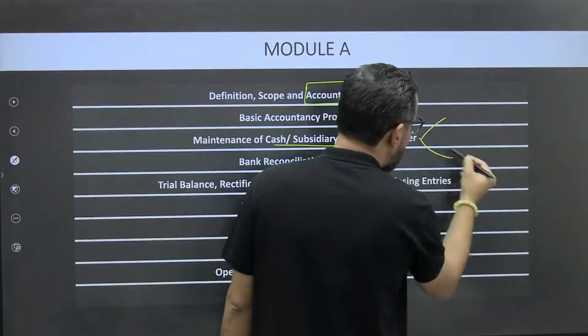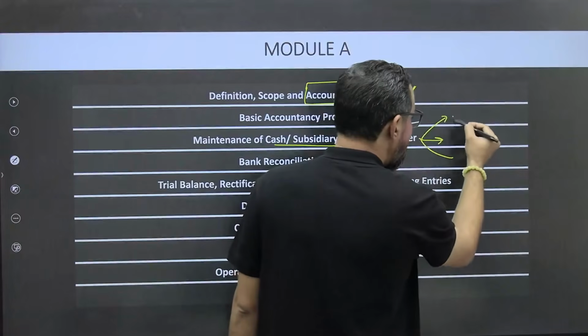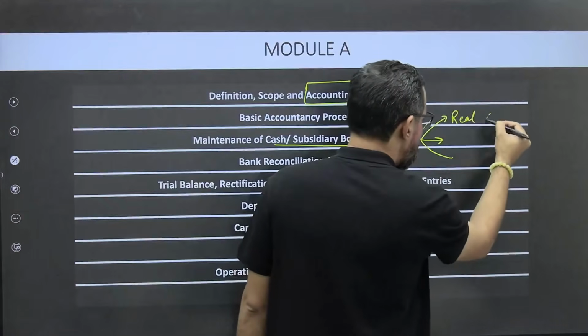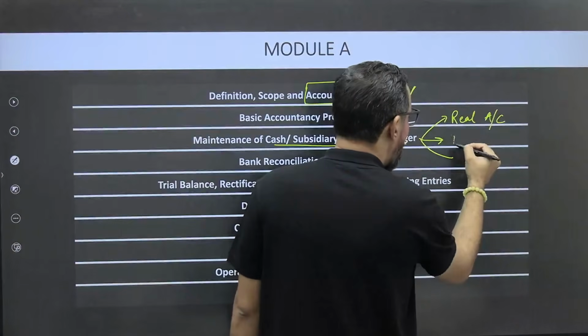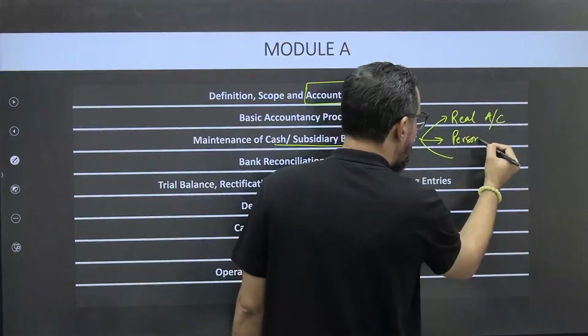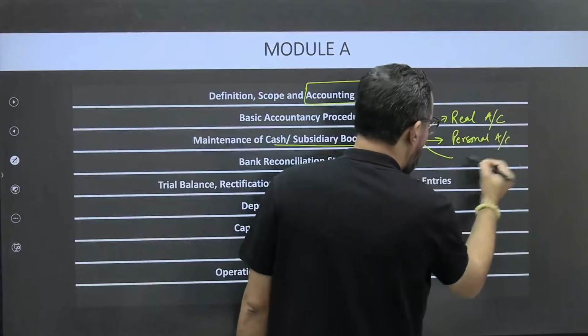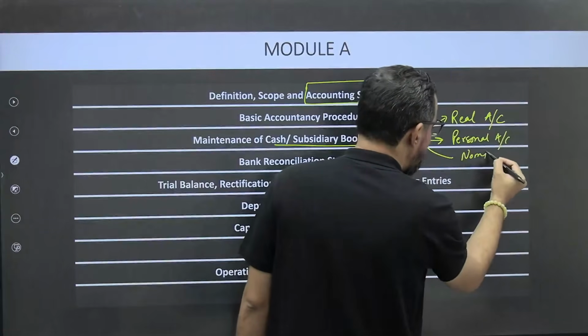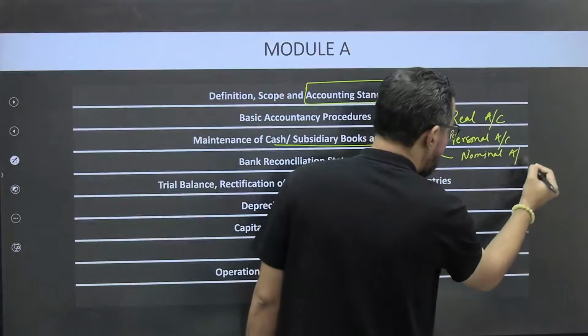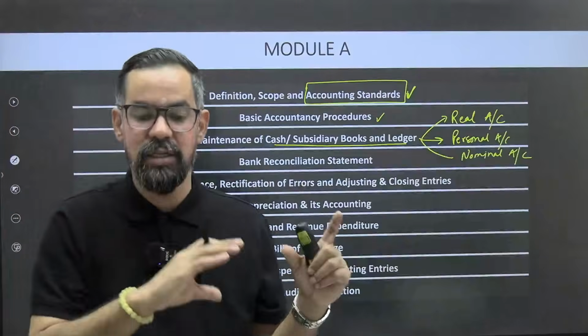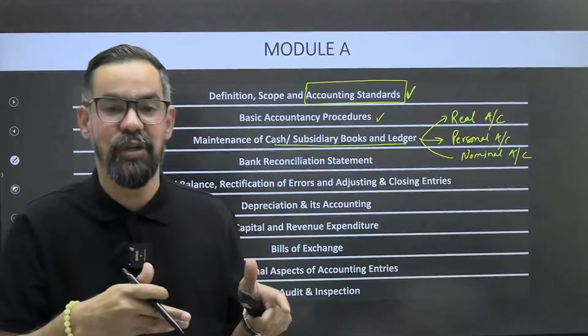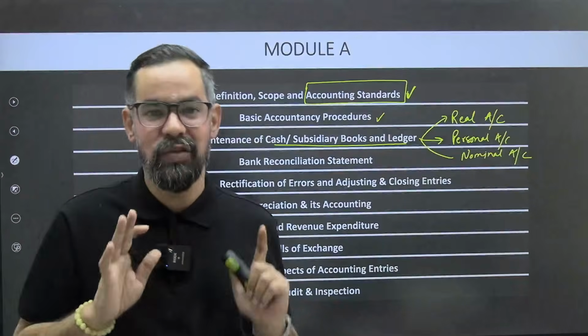When it comes to the types, we have a real account. I hope you guys are aware about this one. If not, we will understand this particular one. Okay, we have personal account, and a nominal account. 90% of the time you'll see questions around these. Sometimes they'll give you the statements or the transactions, and then they'll ask you to match them, and they'll give you 2 marks for that particular one.